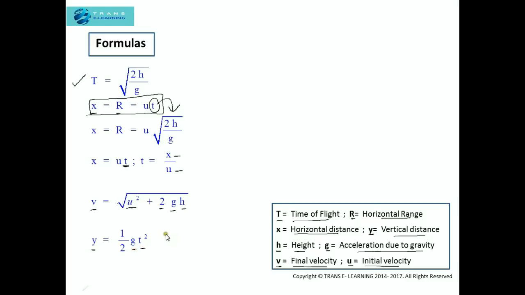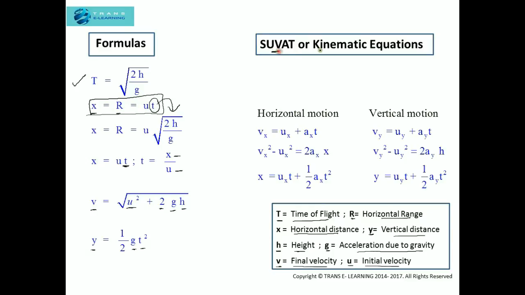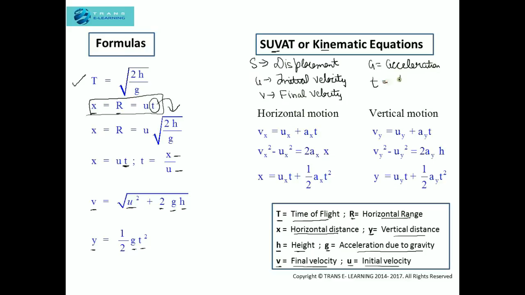Now let us study the SWAT equations, or what we call kinematic equations. Both the names are used to express these three equations. Before proceeding further, I would like to tell you what is meant by SWAT. Here S stands for displacement, U stands for initial velocity, V stands for final velocity, A stands for acceleration, and T stands for time. So this comes out to be SWAT. We have three SWAT or kinematic equations. The only difference lies in expressing them in terms of horizontal motion or vertical motion.